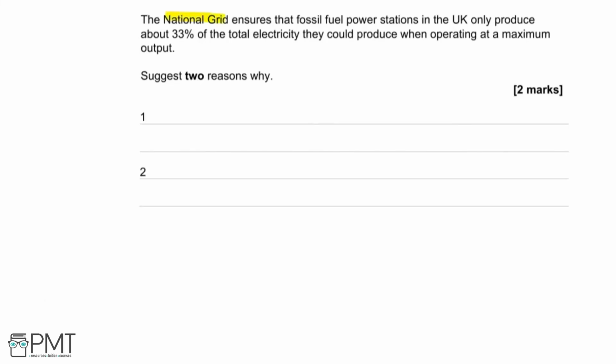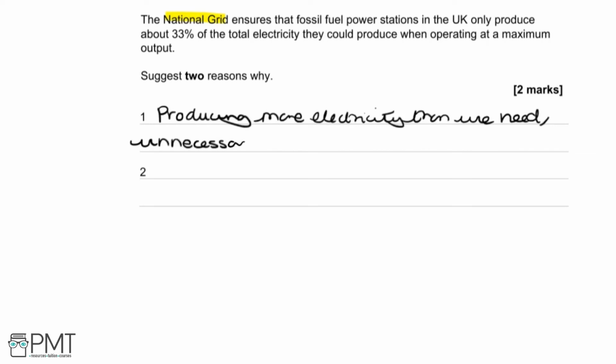The national grid ensures that fossil fuel power stations in the UK only produce about 33% of the total electricity they could produce when operating at maximum output. Suggest 2 reasons why. So we know that in the UK we have more than enough electricity than we need. We never go to switch on a light and there isn't any, so we must have enough. That means that 33% is enough for a whole country. But you might think, well, why don't they just produce 100% anyway? That's because producing more electricity than we need would unnecessarily harm the environment.